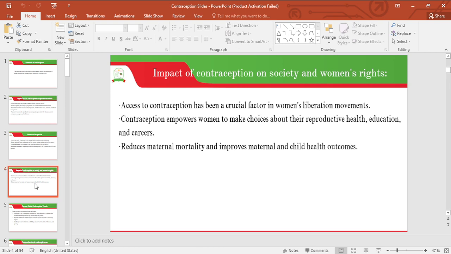Delivering every year makes the body of the woman very tired. Others end up developing severe anemia, which is not healthy for her and also for her baby. When a mother is severely anemic and goes into labor, she can end up getting postpartum hemorrhage. If she is not saved, it can lead to maternal mortality. So you find that the use of contraception in societies has reduced maternal mortality and improved maternal and child health outcomes.